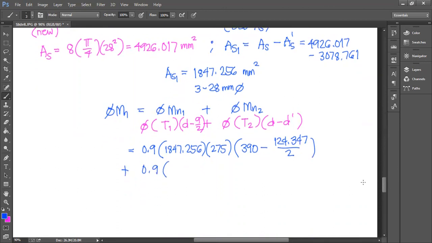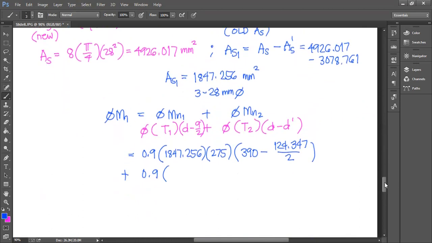Sir, bakit sa analysis hindi importante yung T1 and T2? Hindi importante sa analysis yung T1 and T2 because present na yung bakal. Ang kailangan lang natin hanapin doon sa analysis sa problem is ano ba yung moment capacity kung ganito yung amount of reinforcement na nag-a-act doon sa beam natin.